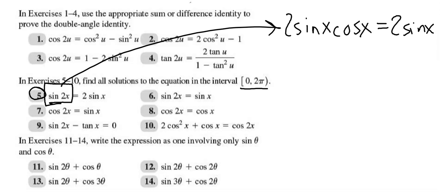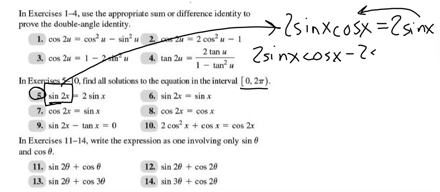This is an equation. We're trying to find angle measurements between 0 and 2 pi that make this thing true. What should we do next? Subtract. That's a great idea. Push all the terms to the same side. Yeah, this is different than a proof.